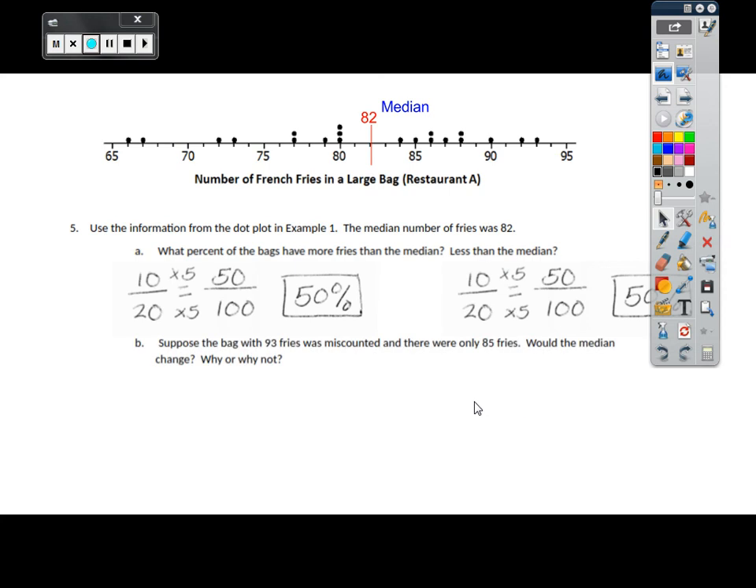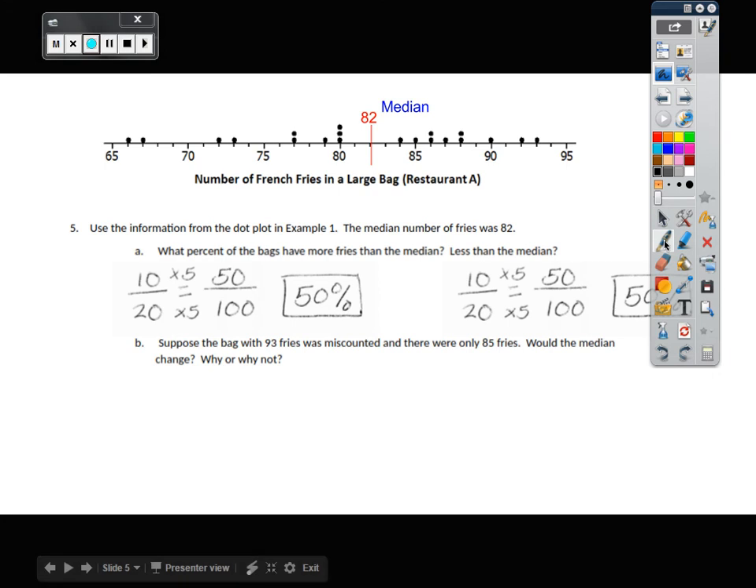B. Suppose the bag with 93 fries was miscounted, and there were only 85 fries. Would the median change? Why or why not? Well, I'm going to cross off 93, and I'm going to put the new dot on 85. Okay?